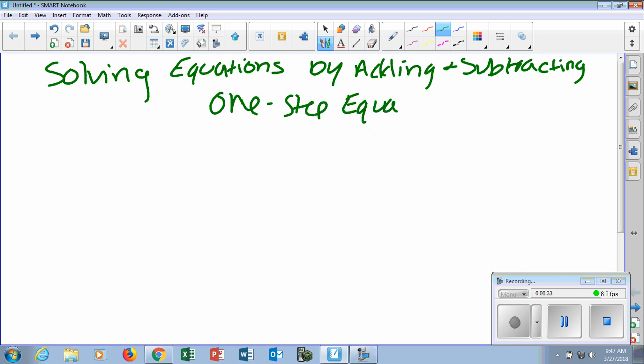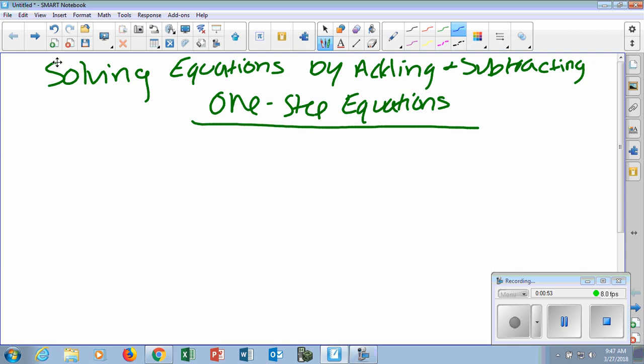These ones are very important to understand because as we go further, we're going to do two-step equations, we're going to do multi-step equations. So this is just the start of many steps. And like I said, it's going to carry on for 8th grade and it's going to keep going.